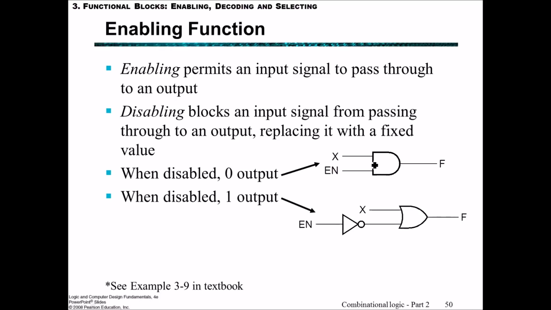Disabling, on the other hand, blocks an input from passing through to the output and replaces it with a fixed value. If we wanted the fixed value to be 0, then we would create a circuit something like this, where no matter what the x value is, since this en is equal to 0, then whether this is 1 or 0, the output is going to be 0. If we wanted the fixed value to be 1, we would use this second function where having en equaling 0 gives a 1 here, and then no matter what the value of x is, whether it's 1 or 0, we have f equaling 1, because this is also 1. So 1 or 1 is 1, 0 or 1 is 1.